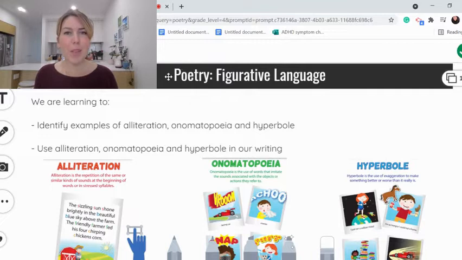Today, we're still looking at poetry. We're looking at features found in poetry, figurative language. Now, we are learning to identify examples of figurative language here in our lesson today. We'll be looking at alliteration, onomatopoeia, and hyperbole. We are also going to use alliteration, onomatopoeia, and hyperbole in our own writing.